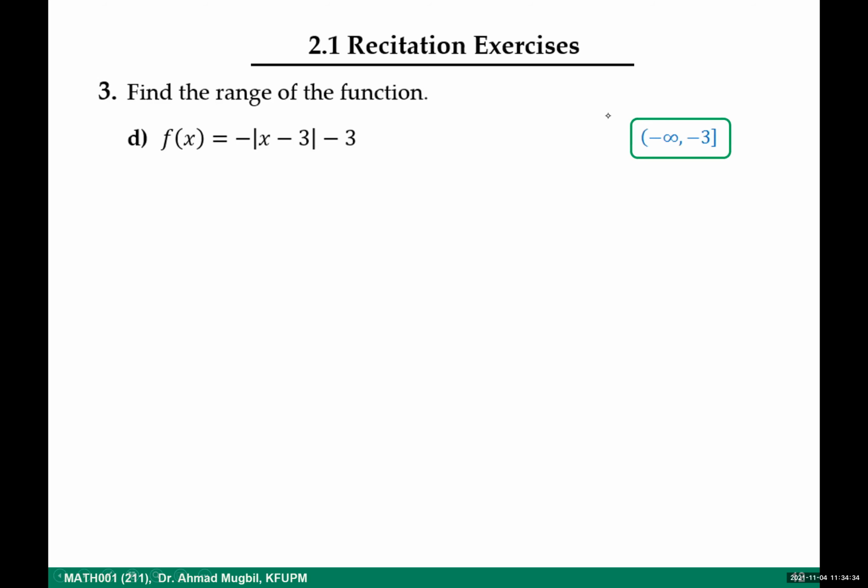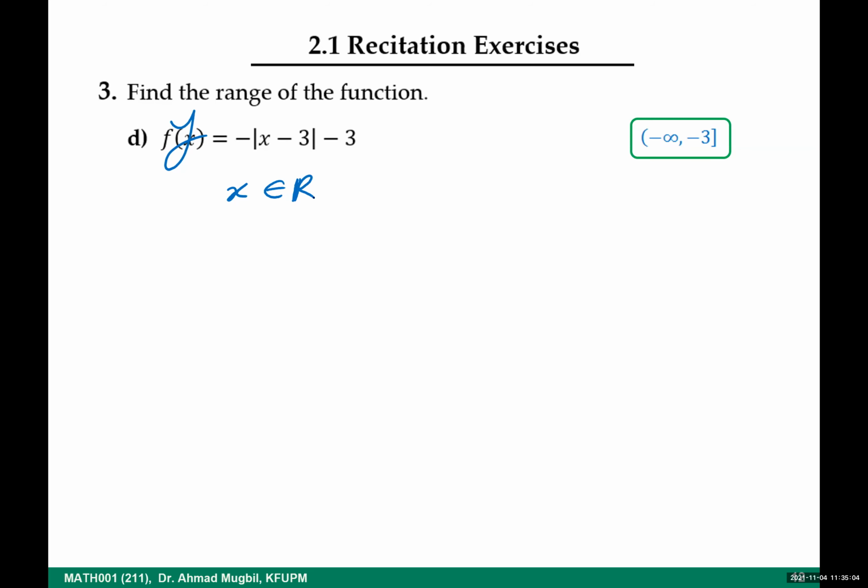From negative infinity to negative 3 closed. Okay. Indeed, let's delay talking about the graph. Now, what is the domain of this function? This is y equals. Now, x is any real number here, because the domain of this function is all the real numbers. Now, what I will do again, I will build my function.